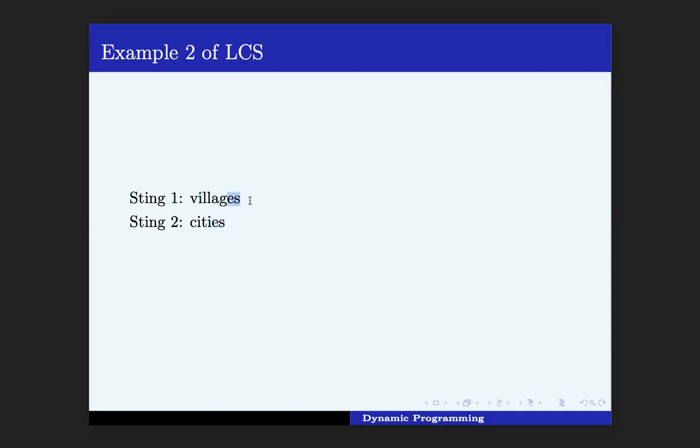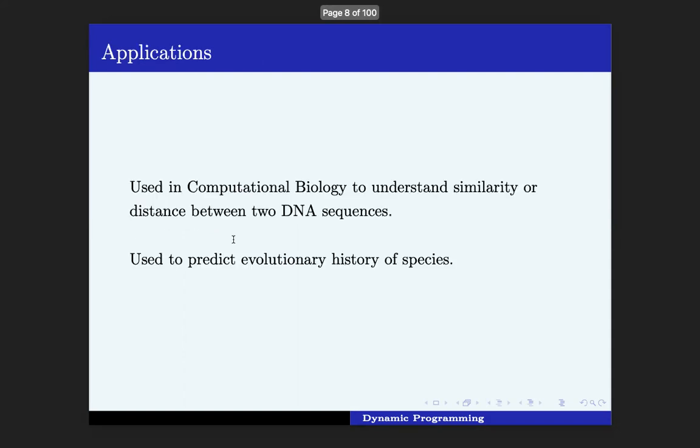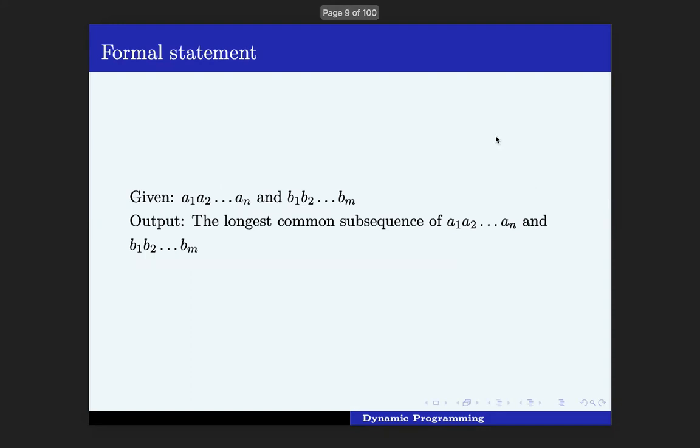So these are, of course, some toy examples that we are talking about. Again, this is also required in biology and all those things. But for us, it's important to solve this problem. So what is it? Longest common subsequence. You are given A1 to An and B1 to Bm, and your goal is to find the longest common subsequence between A1 to An and B1 to Bm.